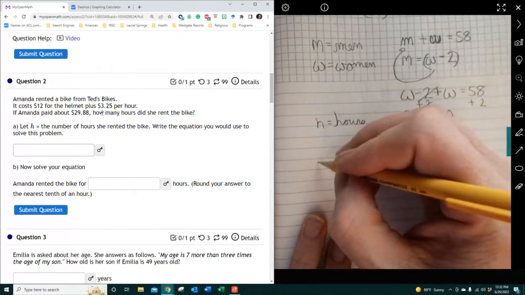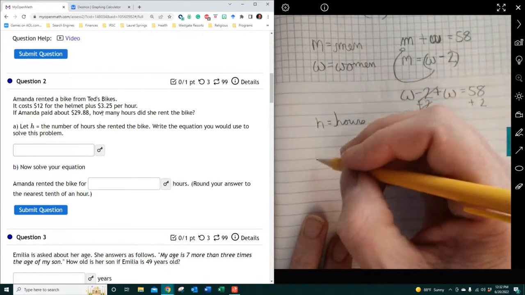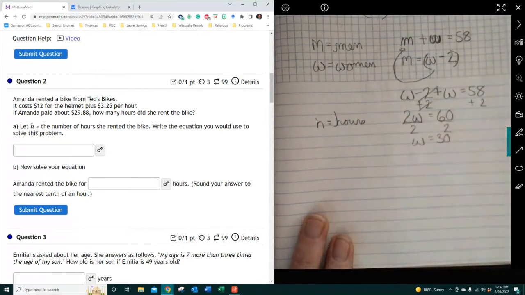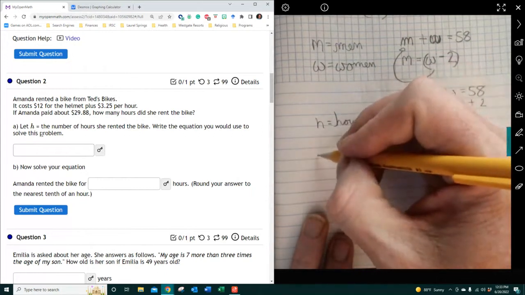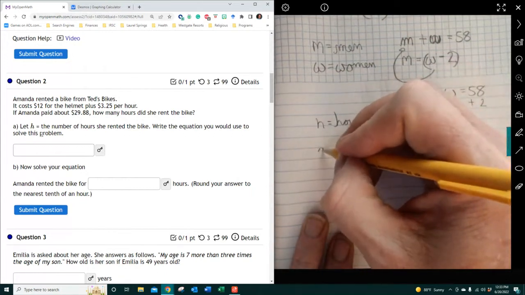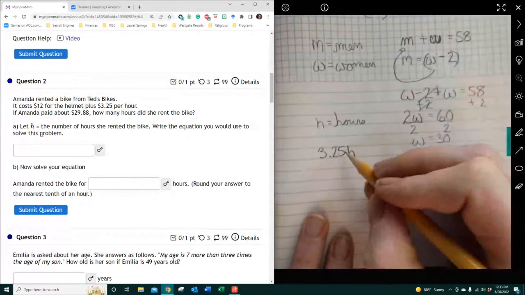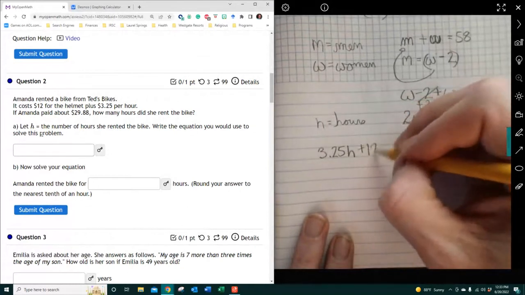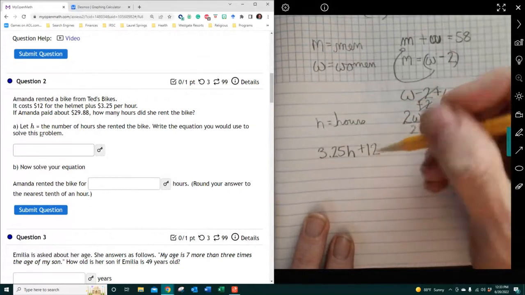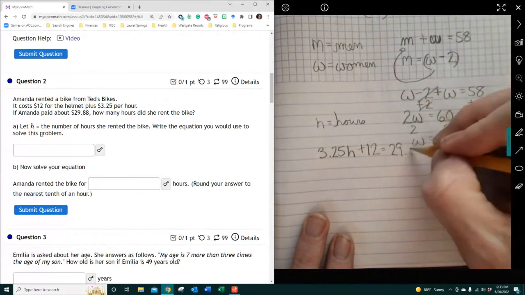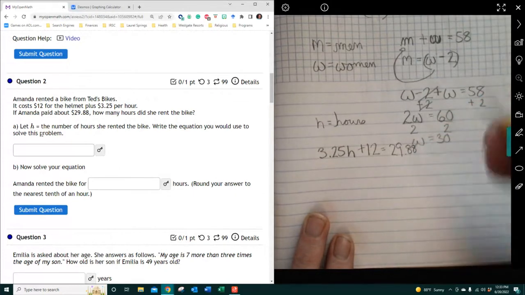So the total is $29.88 for the entire duration. It says let H equal the number of hours she rented the bike. Write an equation you would use to solve this problem. If this is the case, H is multiplied by 3.25, because we have $3.25 per hour, plus the $12 cost of the helmet, and then we set it equal to $29.88, and that's our equation.